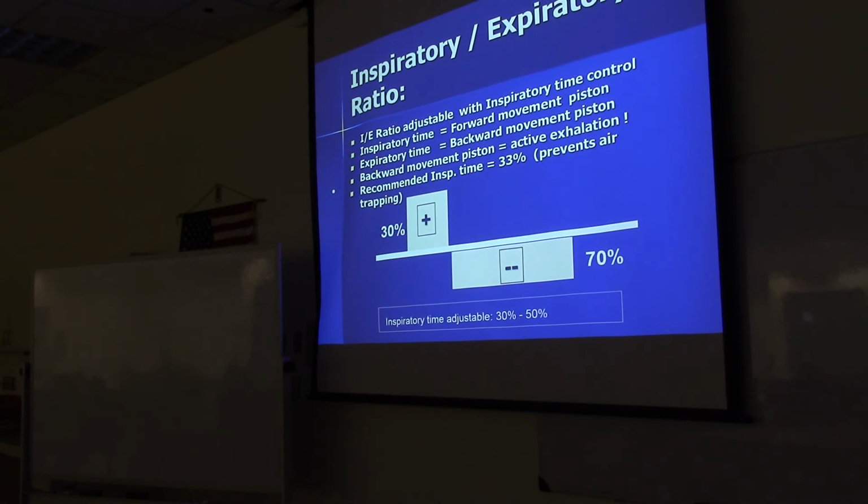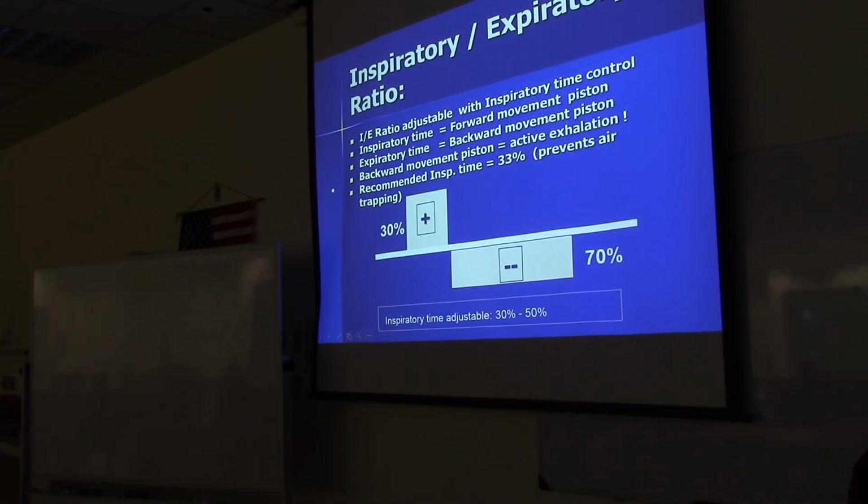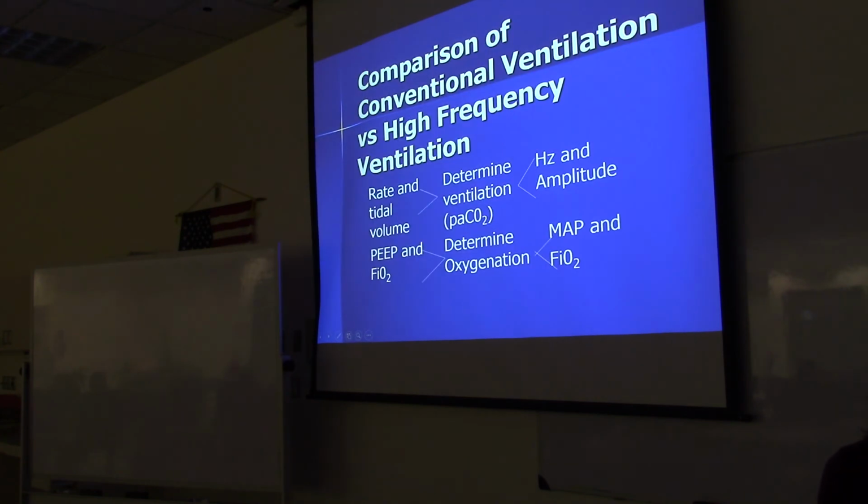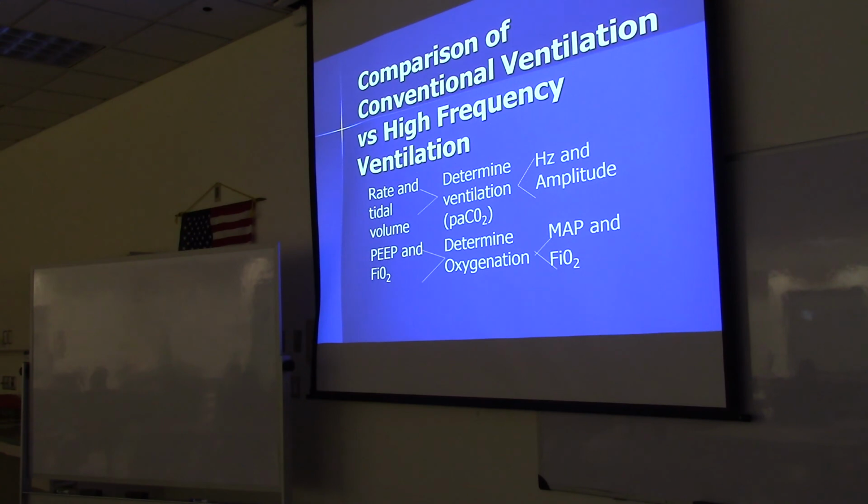I think this is a little more than you need to know. It just says inspiratory time is forward movement of the piston, so that'll push the air into the lungs. Expiratory time is pulling backwards and pulling the air back out of the lungs. That's pretty much it. IE ratios you're familiar with. It says that if you increase the I time, you can help with CO2 elimination, but you don't see that done too much. All right, and then the last slide, comparing conventional ventilation to high-frequency ventilation.